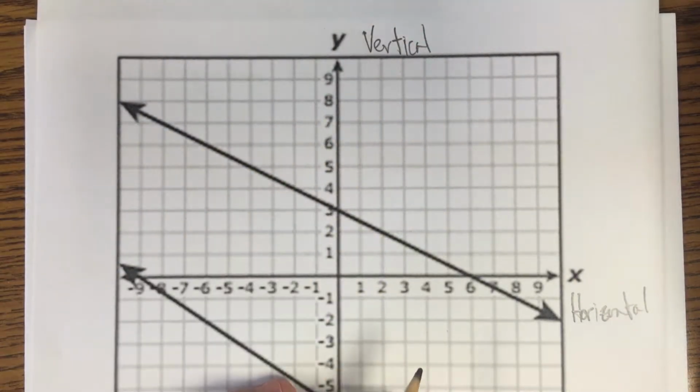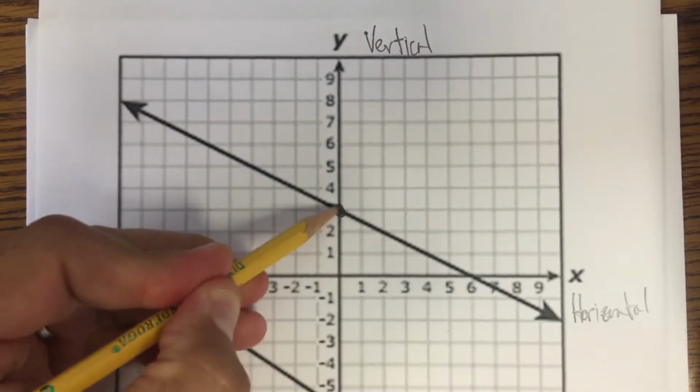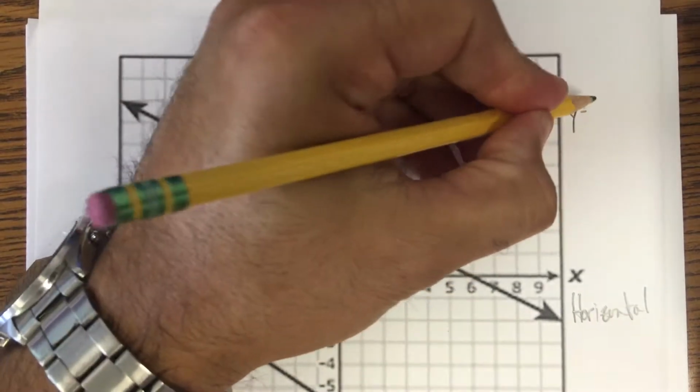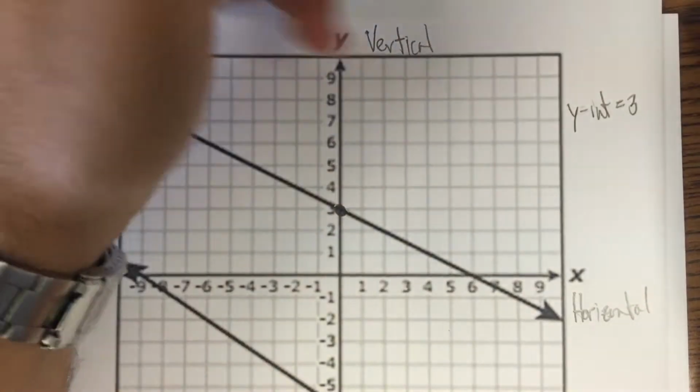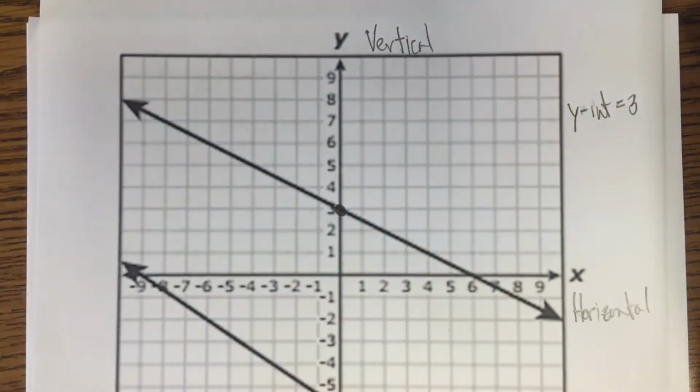And then we want to be able to identify the y-intercept. The y-intercept's right here. The y-intercept equals 3, and that should be just a dash. Y-intercept is 3. And we want to figure out the slope.